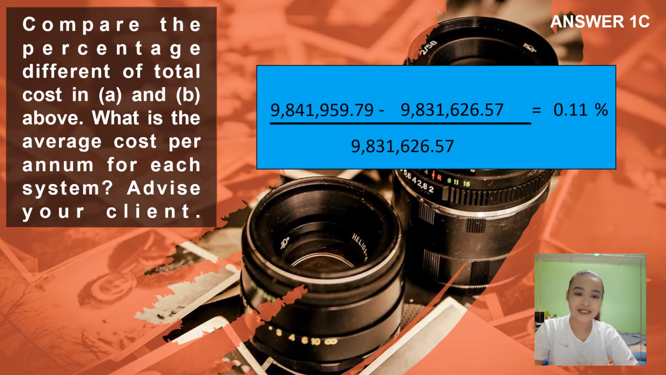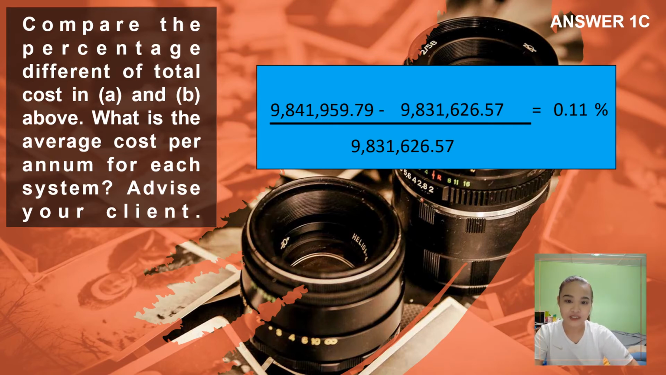For 1C, compare the percentage difference of total cost in 1A and 1B above. What is the average cost per annum for each system? Advise your client. To get the percentage difference, price A minus price B over price B, and then you times with 100%.